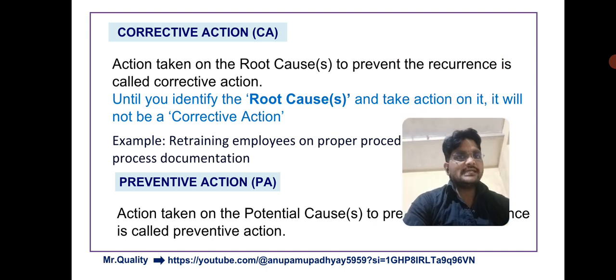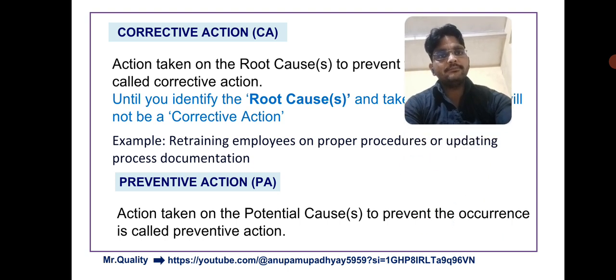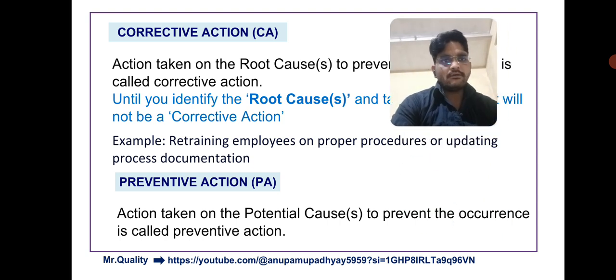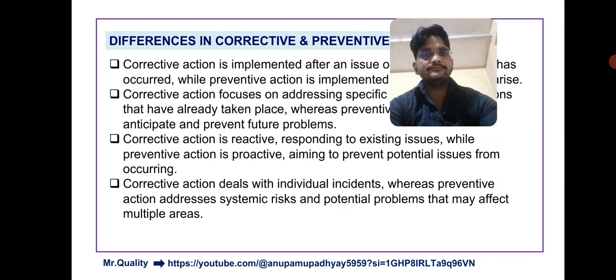Corrective action taken on the root cause to prevent the recurrence is called corrective action. Until you identify the root cause and take action on it, it will not be a corrective action. For example, retraining an employee on a proper procedure or updating process documentation is an example of corrective action. Preventive action on the potential causes, meaning all the potential causes, to prevent occurrence is called preventive action.